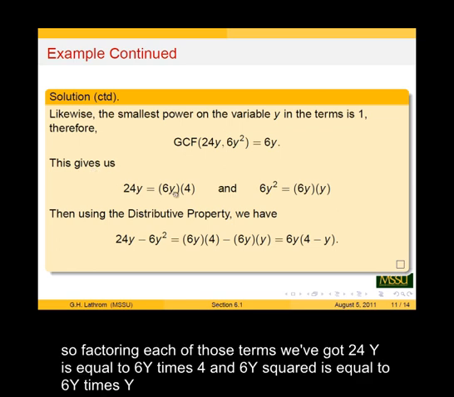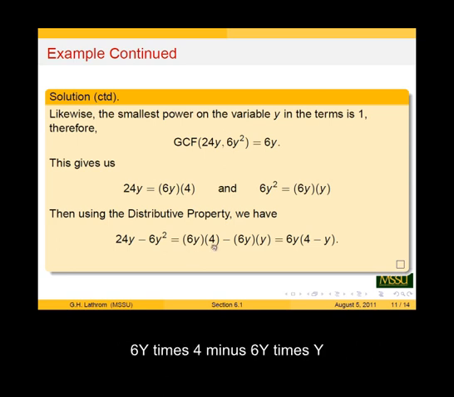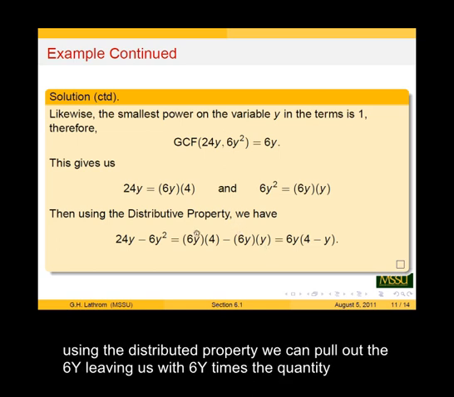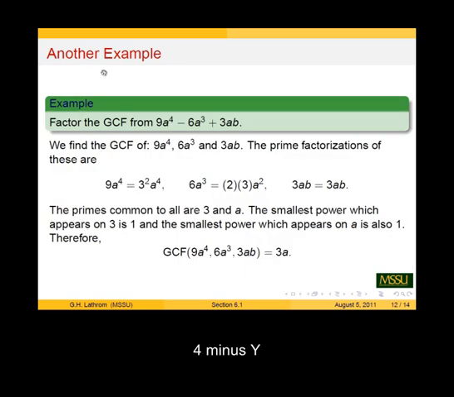So factoring each one of those terms, we've got 24y is equal to 6y times 4, and 6y squared is equal to 6y times y. So using the distributive property, our 24y minus 6y squared looks like 6y times 4 minus 6y times y. Using the distributive property, we can pull out the 6y, leaving us with 6y times the quantity 4 minus y.